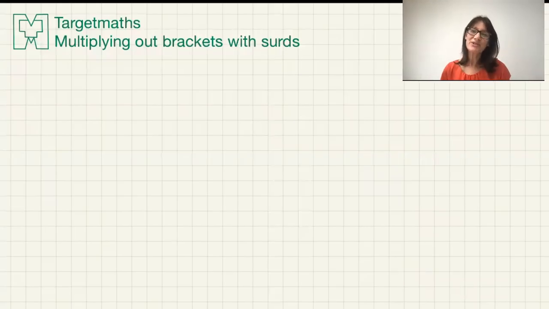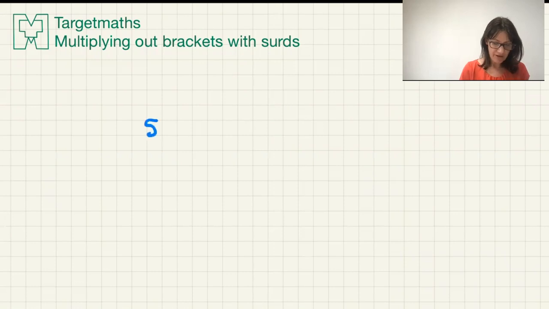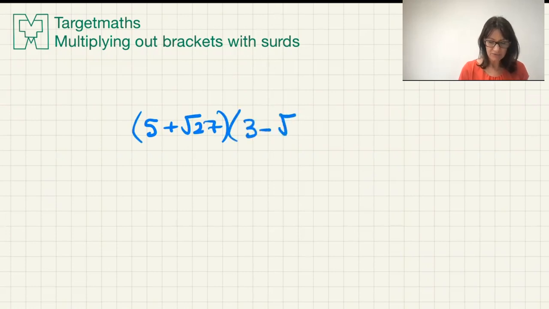Hi, and welcome to this quick how-to help video on multiplying out brackets when they contain surds. So I'll get straight into it so you can see what I'm talking about. Let's say we've got 5 plus root 27 in one bracket and 3 minus root 27 in the other bracket.